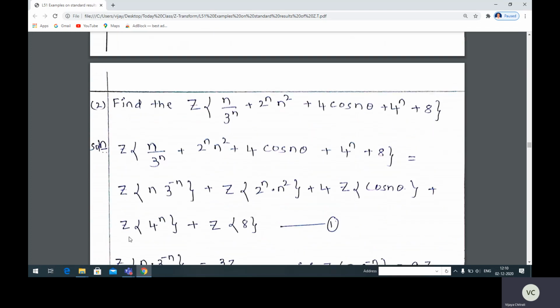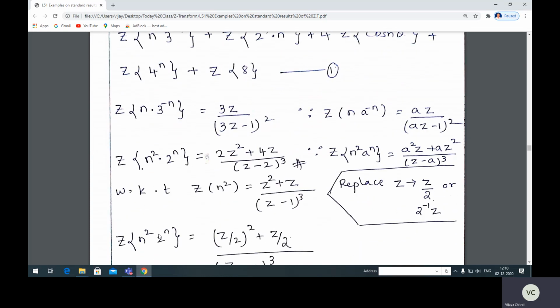Find z transform of n divided by 3 raised to n, plus 2 raised to n into n square, plus 4 cos n theta, plus 4 raised to n, plus 8. So I'll take un as this and apply the linearity property. So z transform of n divided by 3 raised to n, we can write this as n into 3 raised to minus n, taking this into the numerator, plus z transform of 2 raised to n into n square, taking 4 outside, z transform of cos n theta, plus z transform of 4 raised to n, plus z transform of 8. Take this as equation 1.